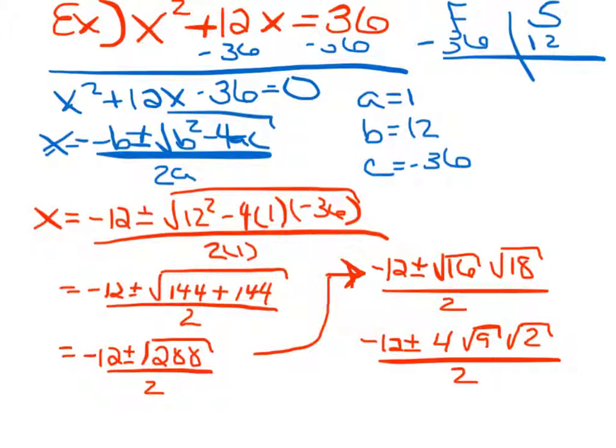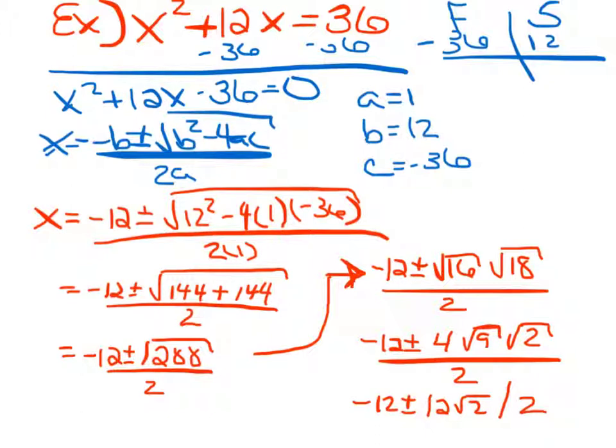From here, I know that the square root of 9 is 3. Because these are written right next to each other, I know they are being multiplied. So I now have -12 plus or minus 4 times 3 times the square root of 2 all over 2. I've run out of room here, so I apologize. But please do notice that this 12, this 12 here, and this 2 can all be divided by 2.